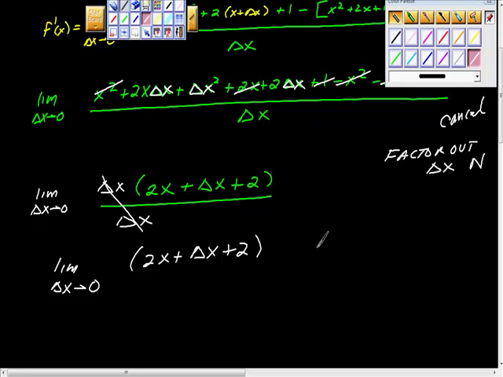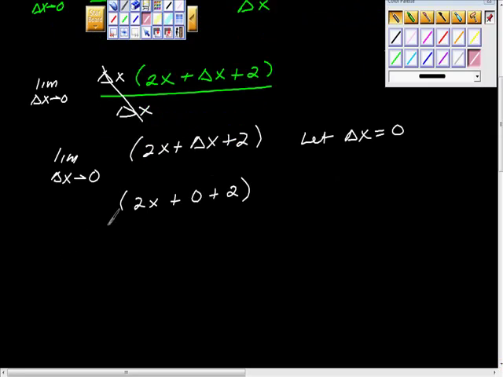Now, take the limit. Let change in x go to 0. That will give us 2x plus 0 plus 2. And we said at the very beginning that the derivative, f prime at x, is equal to the limit as the change of x goes to 0. So we've finally gotten to that, right? We have a derivative. So f prime at x is equal to 2x plus 2.